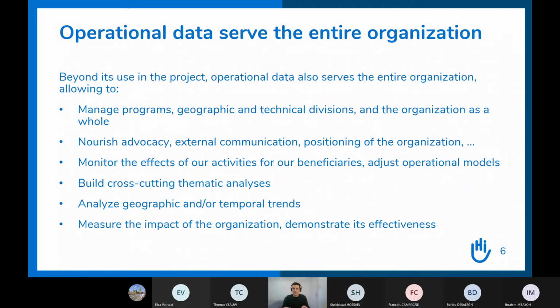And more globally, having all these data helps us to measure the impact of the organization and to demonstrate that what we are doing is effective. So that's a lot of different things. You don't need to remember all of this, but what I want to tell you is really that these are the two sides of data collection. There is one side which is really operational to answer the needs of the project itself, but then it goes beyond, and you also have to keep in mind that when you collect data in one project, it can also be very useful really beyond this project for the whole organization.